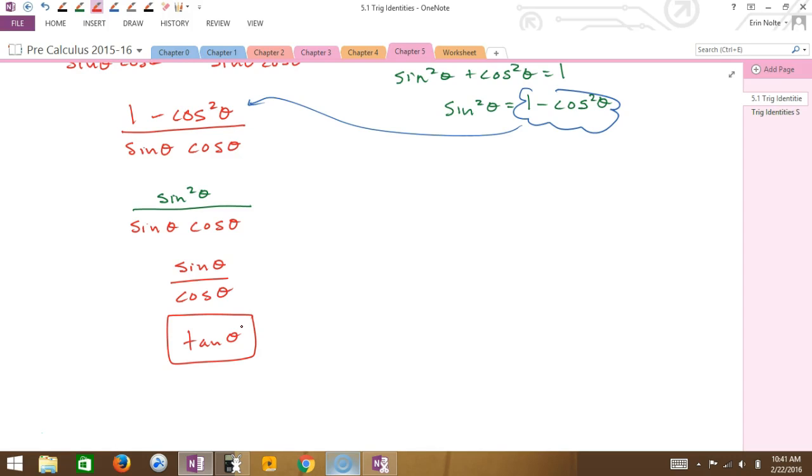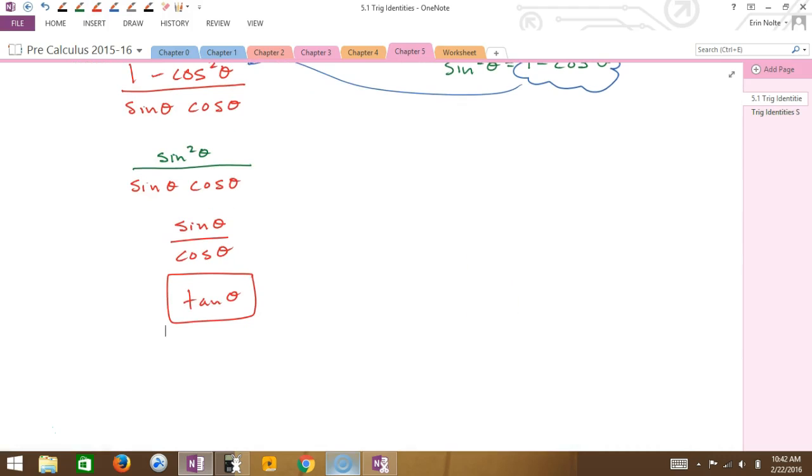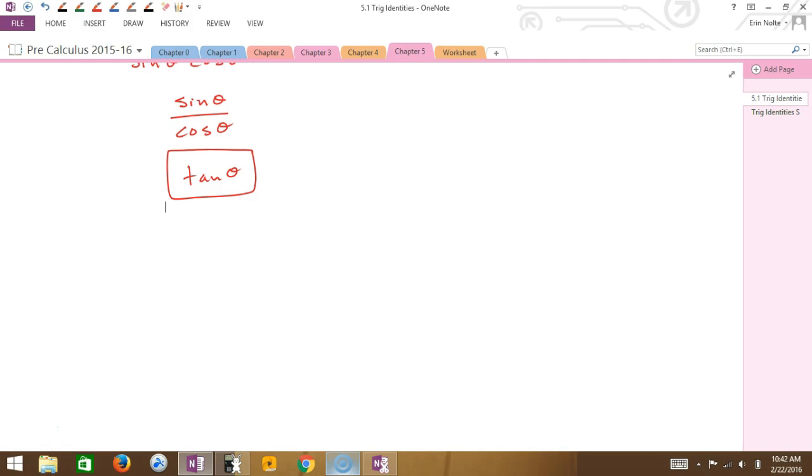This is hard. Shall we do another one? What is cotangent? What is the point? What was that? Cotangent is equal to cosine over sine. Tangent is sine over cosine. Correct. Yes. All right, let's do another one.